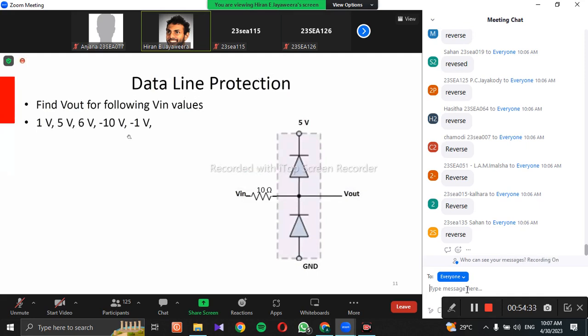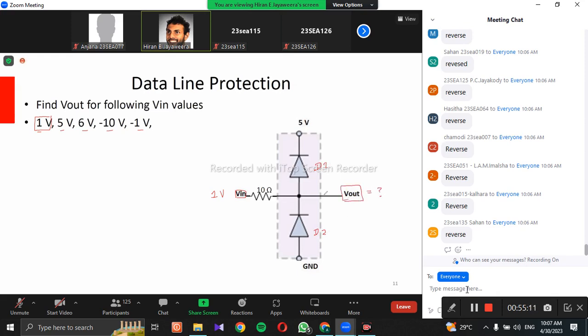Now take a look at this circuit. This is a very interesting circuit. Again, you have assumed 2 silicon diodes, and the V in voltage could take any value, right? Now let's consider V in voltage is 1 volt. Let me label these diodes as D1 and D2. Right, so we need to find the V out voltage.